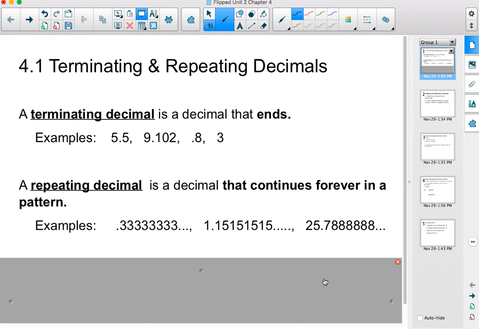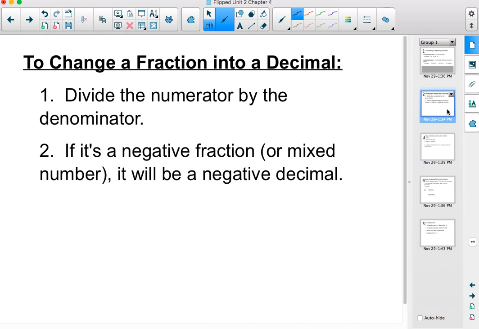Repeating decimals are decimals that continue on forever and they have a pattern to them. So if you take a look at my 3 examples here, my first example is 0.33333333... You see these 3 dots at the end? Those are called an ellipsis. That tells me that the number continues and goes on and on forever. And since it starts off in this pattern here, we can assume that the pattern itself keeps continuing forever as well. Same thing for my next example, 1.15151515, and that continues on forever. And my third example is 25.7888888. That continues on and on forever. So repeating decimals are decimals that have a pattern, and that pattern continues forever.